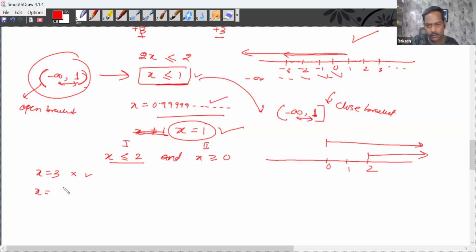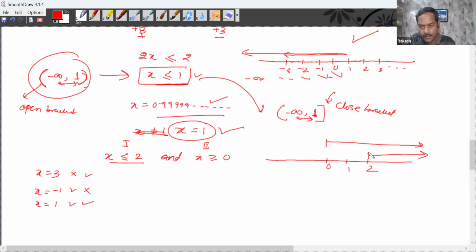X is equal to, say, can I take a negative value? Let's see. Can I take x equal to -1? Is it satisfying this? Yes. X has to be less than 2, and -1 is less than 2, so it is satisfying this. But x has to be greater than 0 also. It is not, so it is not satisfying this. But if I take the value of x to be 1, it is satisfying both. We have to choose a solution which satisfies both the conditions, right? Condition 1 as well as condition 2.